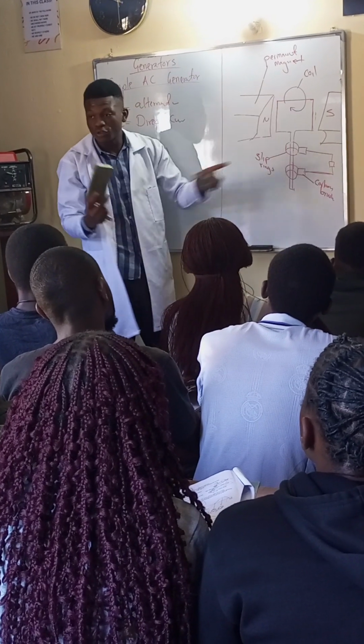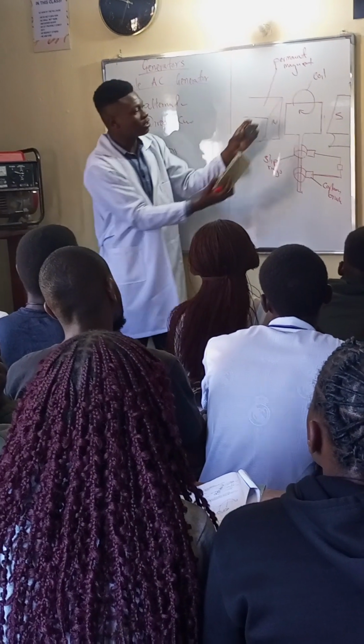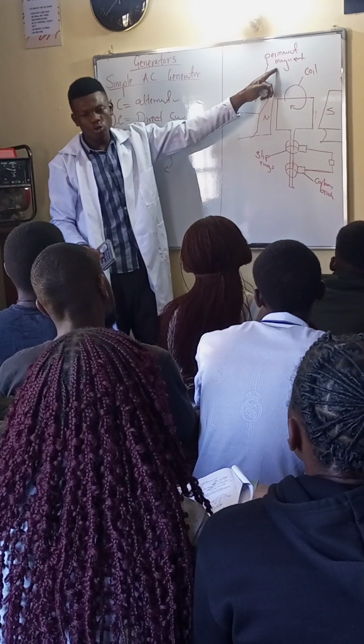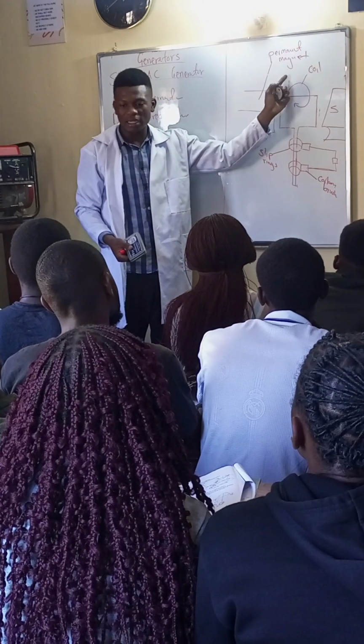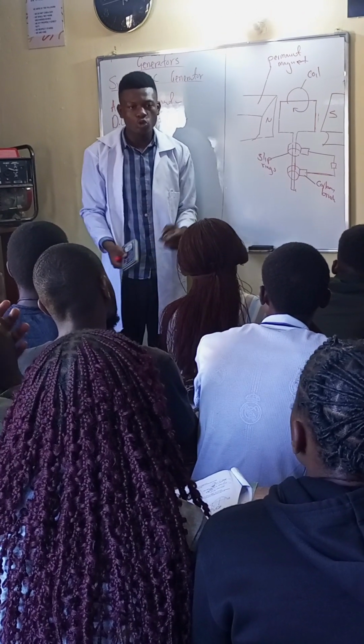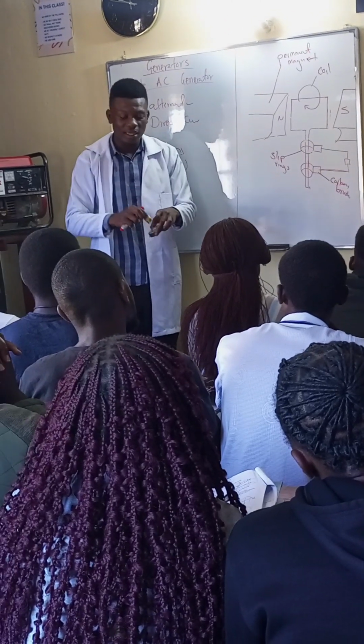So the coil is responsible for producing what? Electricity. How? As it is moving, by electromagnetic induction. What is the use of the magnet here? To produce a magnetic field. What is the function of the core? To produce electricity by electromagnetic induction.